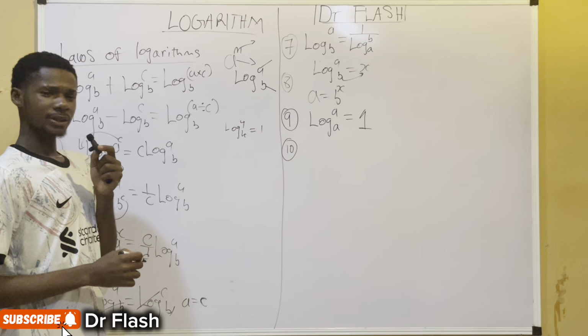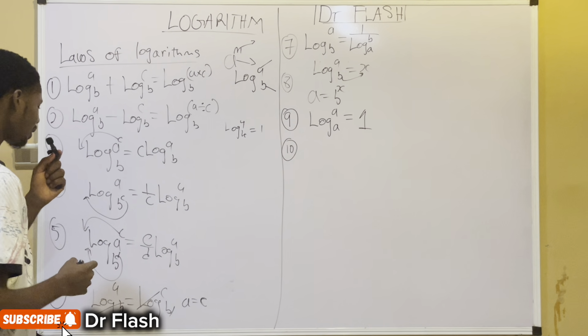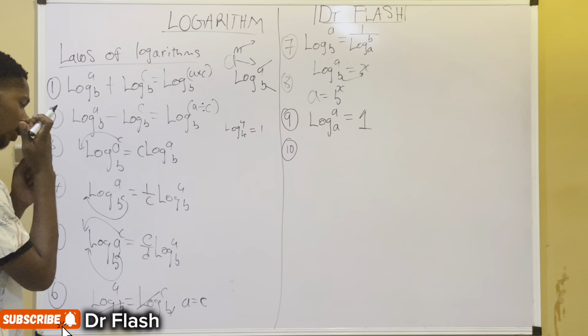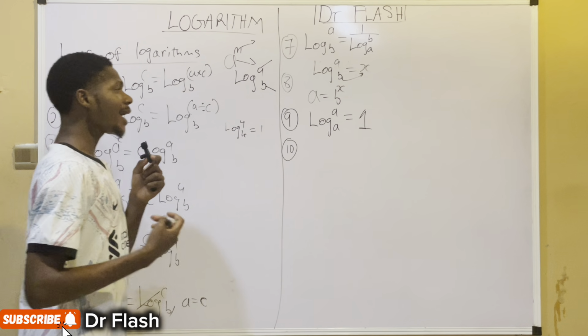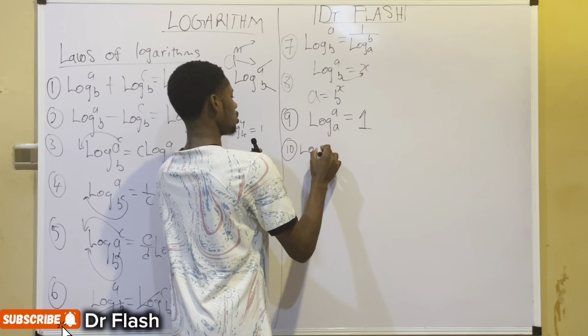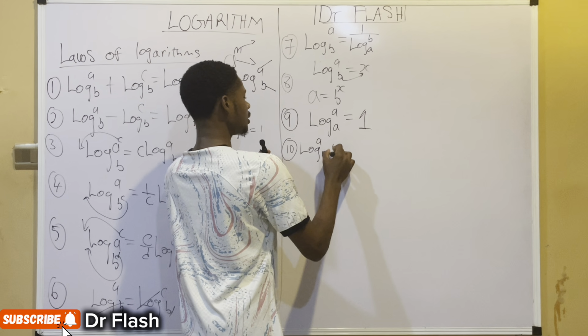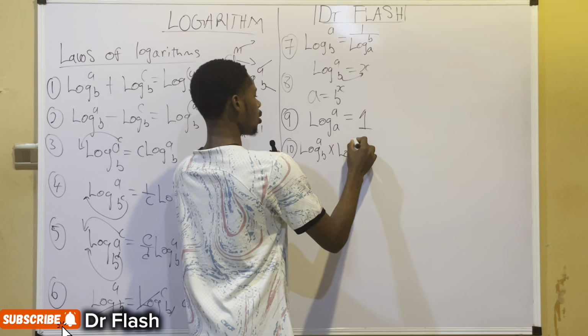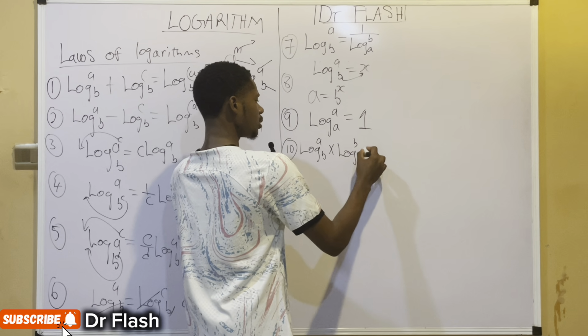Now how about log 10? For log 10, what then are we going to be having? What are we going to be having in law 10? Let's say we are having log A base B times log B base C.